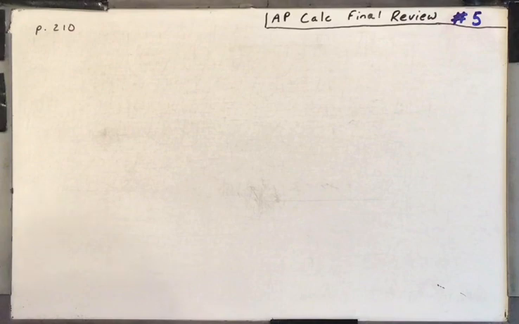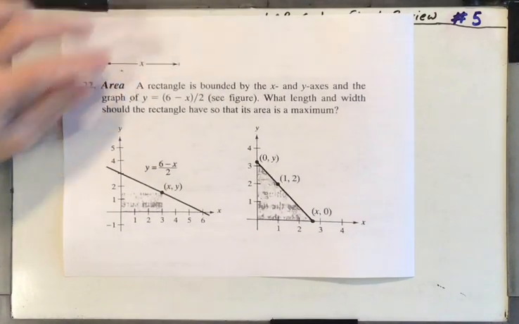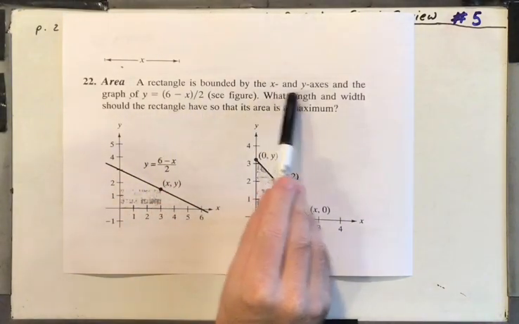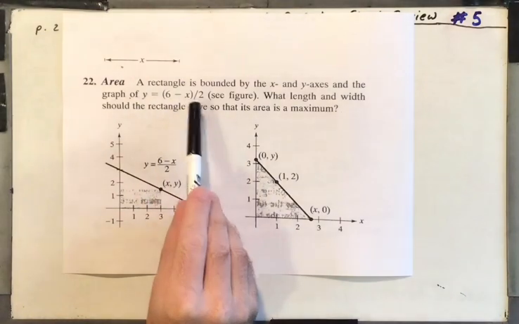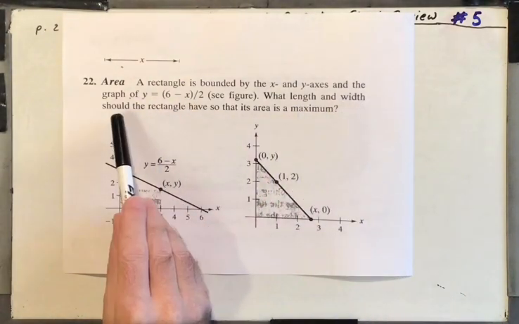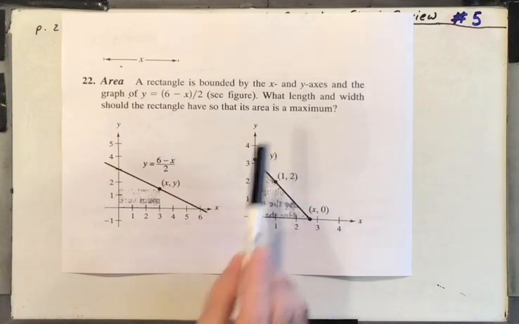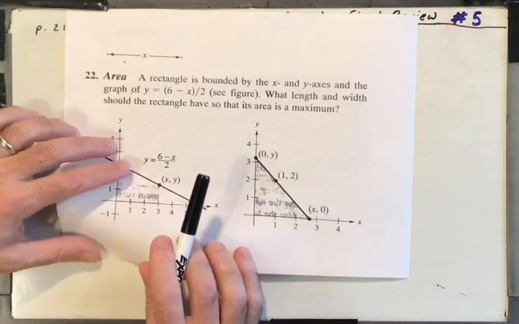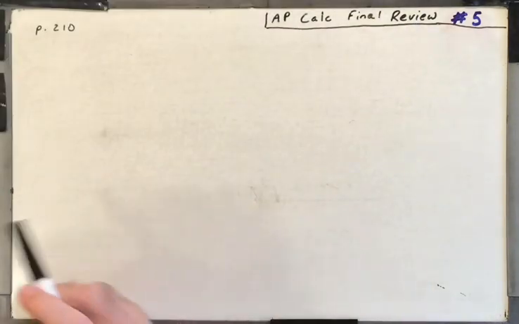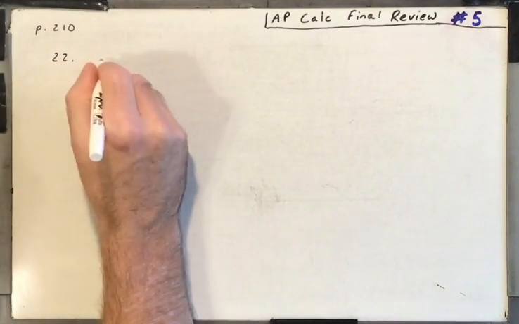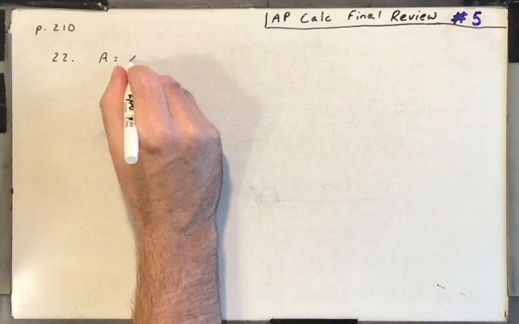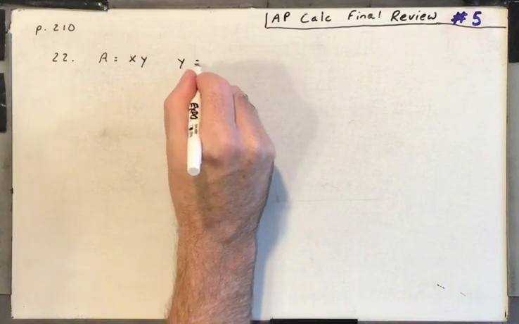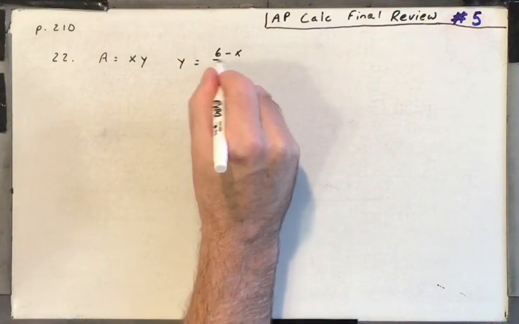So 22, I was able to blow this one up. So it refers to this figure right here. A rectangle is bounded by the x and y axis with a graph of y is equal to 6 minus x over 2. What length and width should the rectangle have so that its area is a maximum? Okay, well, you know that the area of a rectangle, this is 22, is just equal to the length times the width, or x times y. We also have an equation here that y is equal to 6 minus x over 2.